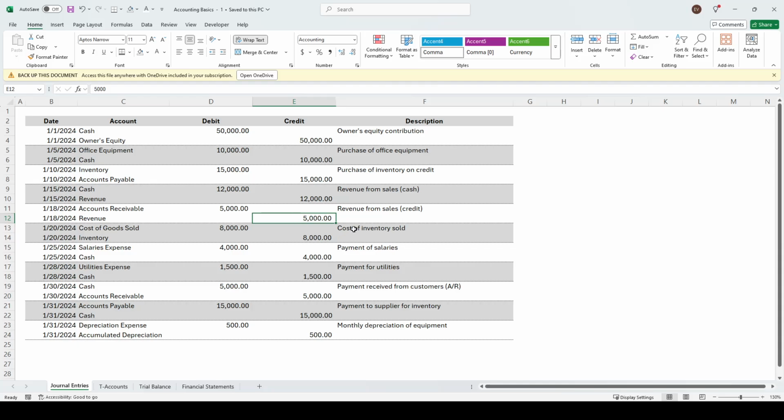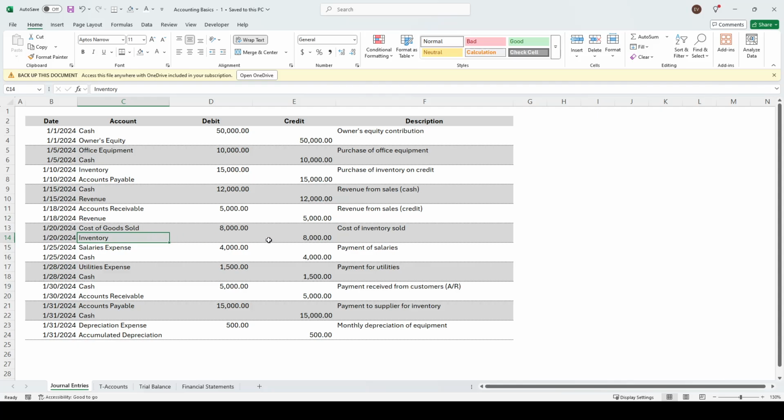The next item we have is the cost of inventory sold in the amount of $8,000. So here we will debit cost of goods sold, and this is an expense for what it costs us to sell the products or services. So in this case, it looks like the business sold some products, and the amount that it cost to sell those products was $8,000. And so the account that we will use to credit to balance the equation is inventory, because those goods are now sold, which are in the hands of the customer.